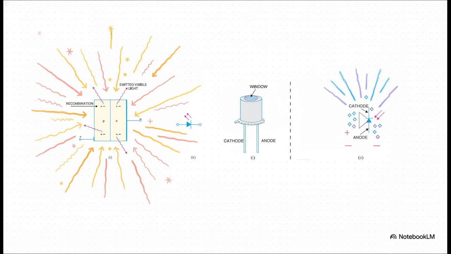Now consider the photodiode. It does the exact reverse of that. When photons of light strike its junction, they transfer energy, creating new electron-hole pairs, which instantly spikes the reverse current. So the LED turns electricity into light, and the photodiode takes light and turns it right back into electricity.